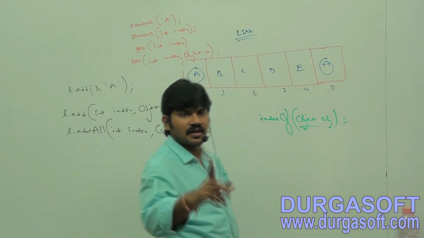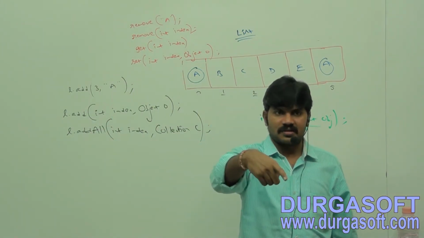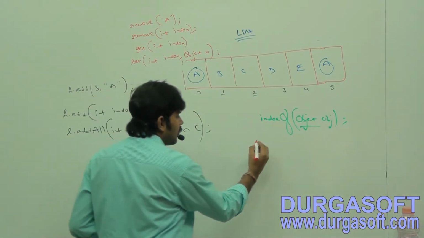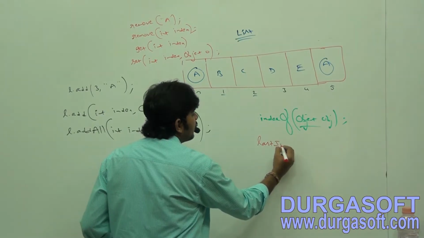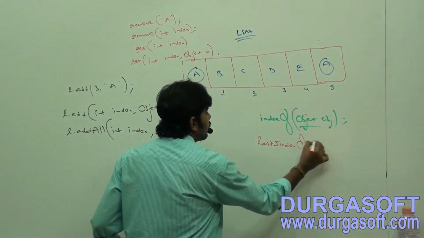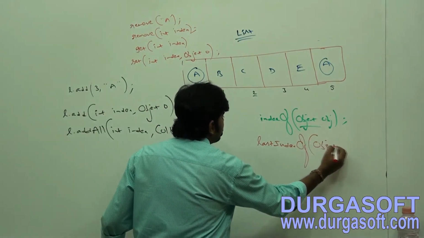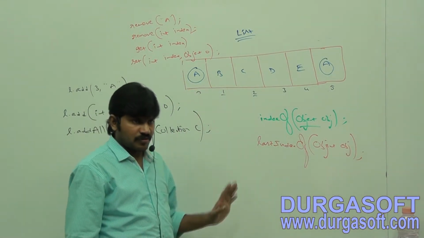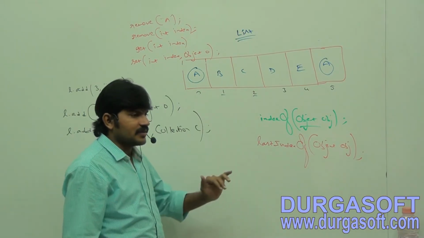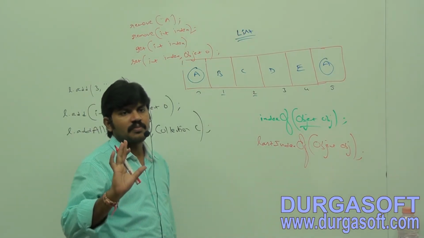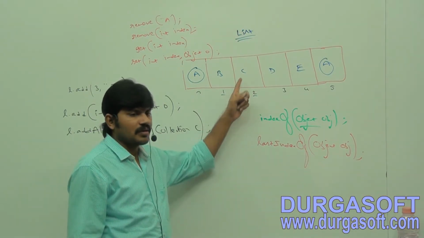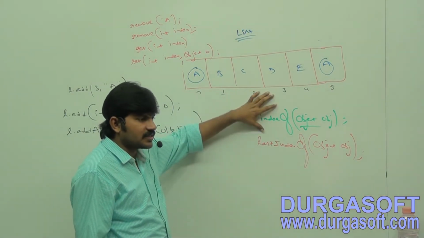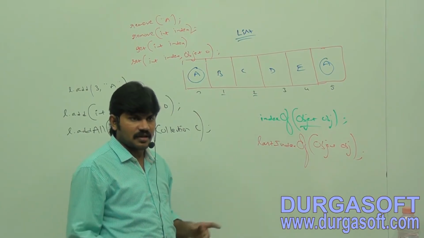Sir, I don't want the first occurrence, I want the last occurrence. What is the method for the last occurrence index? lastIndexOf of object obj, then the corresponding last object index you are going to get by default. Sir, I want the second occurrence, third occurrence. No such ready-made method. We have to write the code explicitly. Ready-made methods are available only for first occurrence and last occurrence, right?